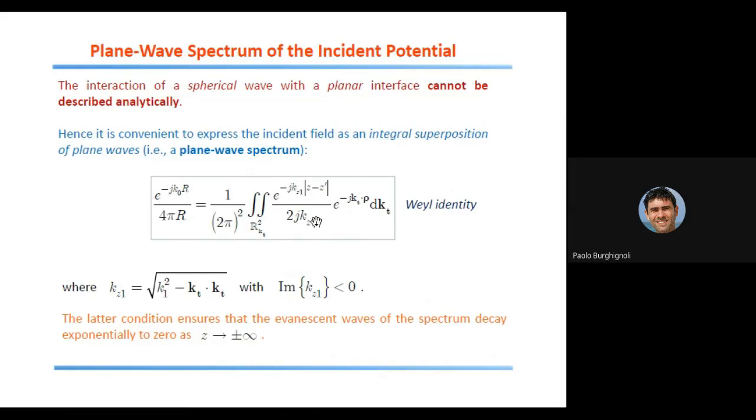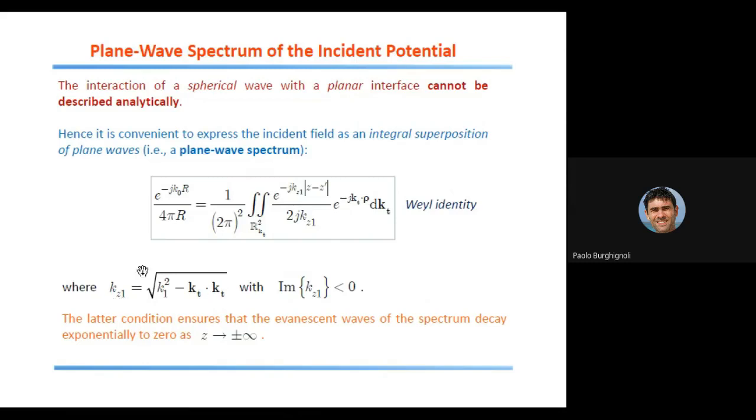And what remains is this ratio, this fraction here, which is nothing but the one-dimensional Green's function for the one-dimensional Helmholtz equation, which is another exponential, e to the minus j kz1 times the absolute value of z minus z prime divided by 2j kz1, where this kz1 is a vertical wave number defined inside the medium 1, so this is the reason for the subscript. And the separation condition tells us that this wave number is equal to the square root of k1 squared, that is the square of the wave number in the medium 1, minus kt dot kt.